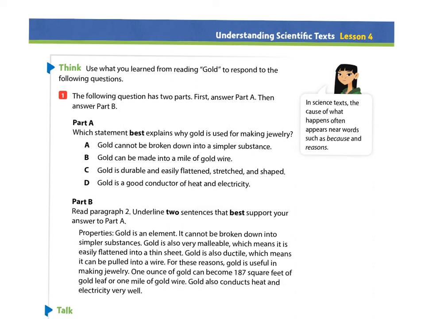So now we're going to look at a Part A and a Part B question. Part A, which statement best explains why gold is used for making jewelry? A. Gold cannot be broken down into a simpler substance. B. Gold can be made into a mile of gold wire. C. Gold is durable and easily flattened, stretched, and shaped. D. Gold is a good conductor of heat and electricity.